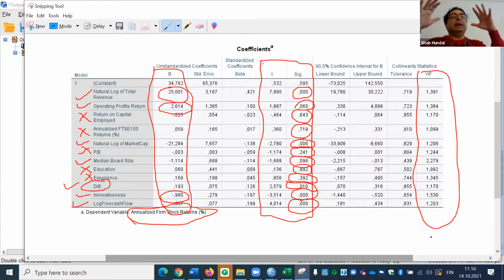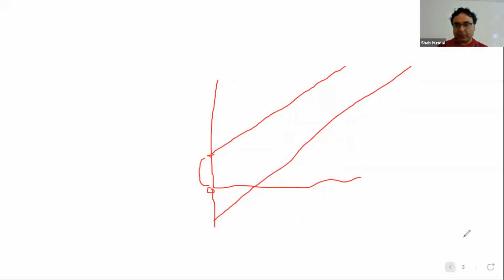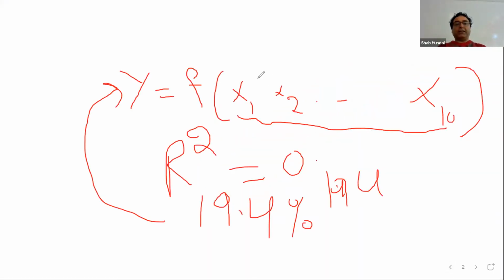It means the independent variable, where is that graph? Let me show you, because then it's easy to show. Where is the previous one? Yeah. So we want the correlation between an independent variable and the dependent variable to be high. That's what we expect. Yeah, it should be high.